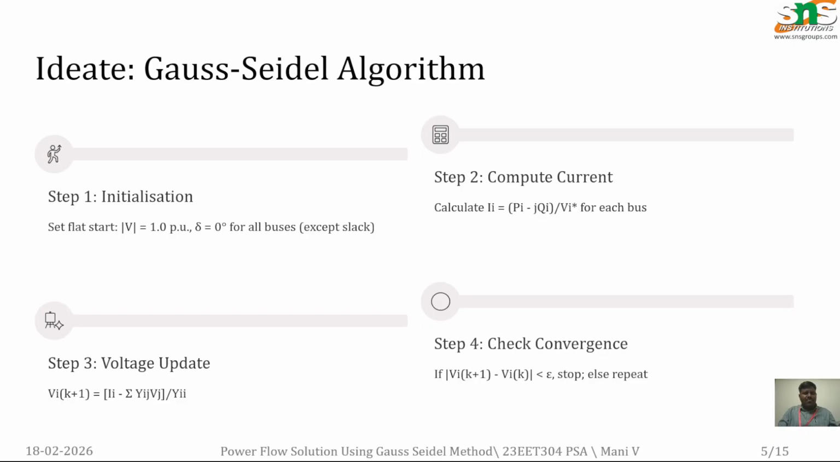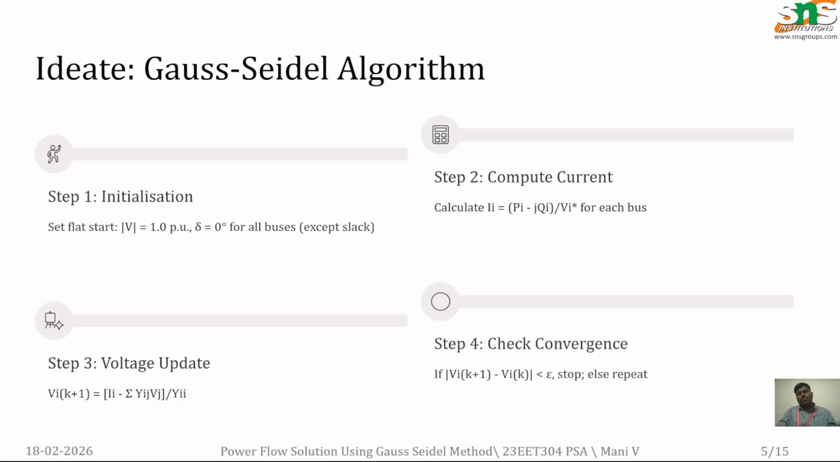After that, we have to form the bus admittance matrix. Once the bus admittance matrix is done, at the initial condition we have to assume all the bus voltages as 1 per unit except the slack bus. So this is the main first step. At this first step, we have to assume the reference voltage. We assume the initial voltage for all buses except the slack bus as 1 per unit.